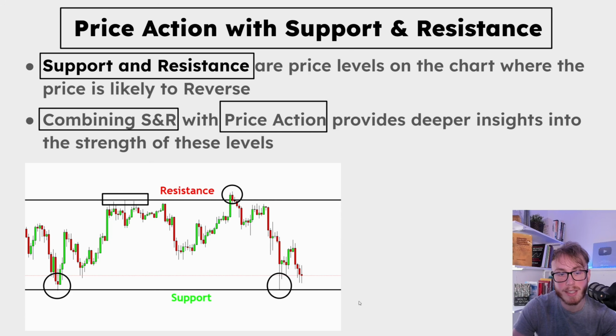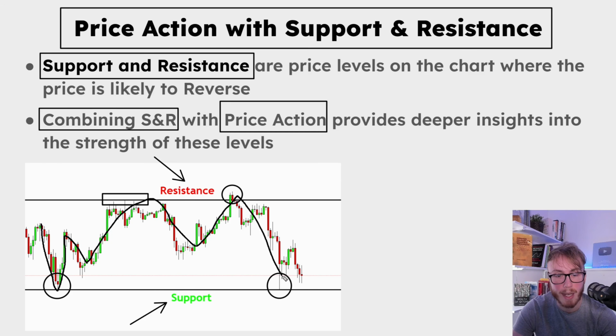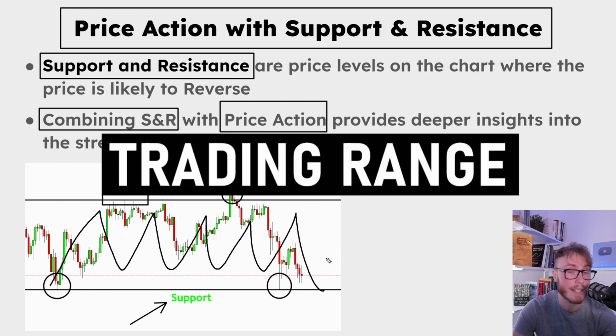And right here, you can see an example of a support and resistance level. We have the upper line here, which is the resistance level. The resistance level is the level on the chart where the price is likely to reverse to the downside, and the opposite is true for the support level. That is the level on the chart where the price is likely to reverse and bounce to the upside. And in this specific case, when we have the price going up and down between a support and a resistance level, this right here is what we call a trading range.